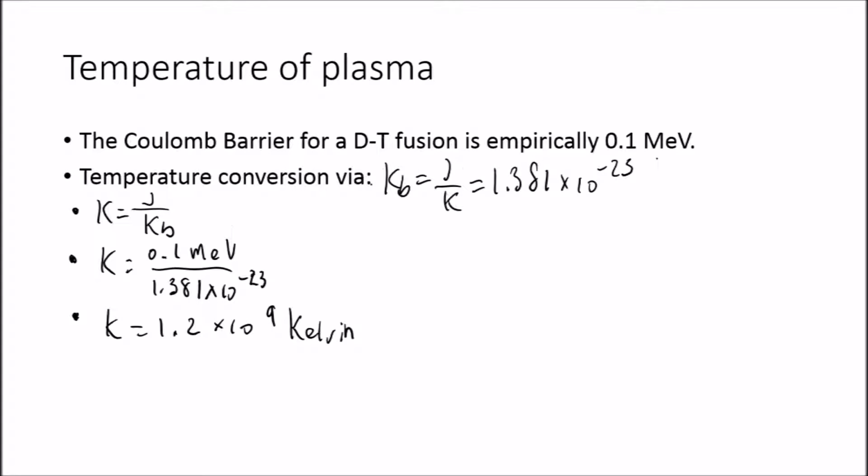The Coulomb barrier can be used to calculate the temperature of the plasma, and in a typical deuterium and tritium nuclear fusion, it's empirically 0.1 megaelectron volts, which can be converted to temperature using the Boltzmann constant, which is 1.381 times 10 to the power negative 23 joules per Kelvin. And when we plug that into the equation, we get 1.2 times 10 to the power of 9 Kelvin, so 1.2 billion degrees Kelvin, which is incredibly hot, which is why we also need to confine it.